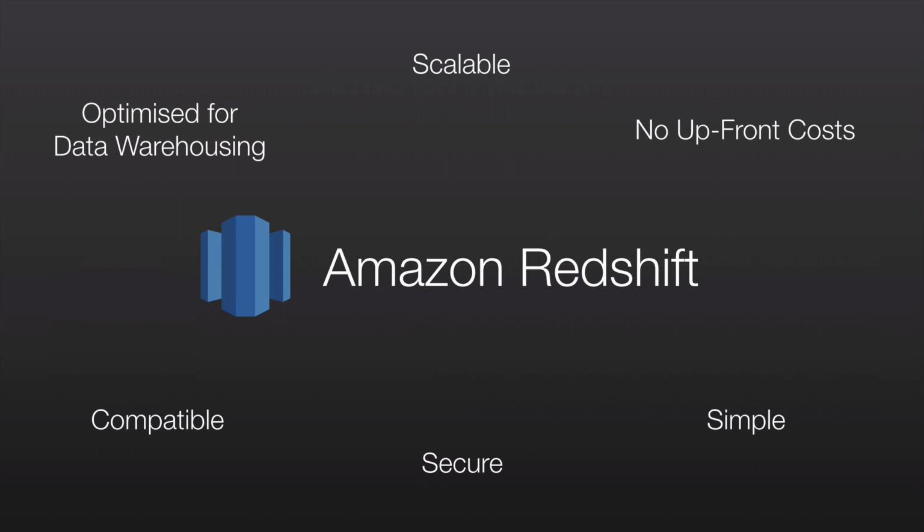It provides an MPP architecture, massively parallel processing architecture, which enables the system to parallelize and distribute SQL operations, taking advantage of all the resources that are available in your cluster. And the underlying hardware itself is designed for high performance data processing using features such as locally attached storage to maximize throughput between CPUs and drives, and a 10 gigabit Ethernet mesh network to maximize throughput between nodes.